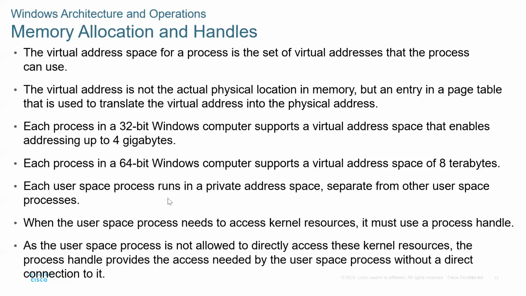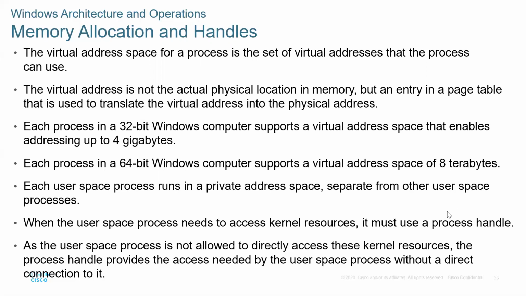Each user space provides a private address space, separate from another user's space processes. This user space process needs to access kernel resources, and therefore it must have a process handle. As a user space process is not allowed to directly access these kernel resources, the process handle provides the access needed to the user space without direct connection to it. So there's a bunch of obfuscation, particularly within the newer operating systems, so that people can't directly access the core or the kernel, thereby overriding or stealing data from another process.